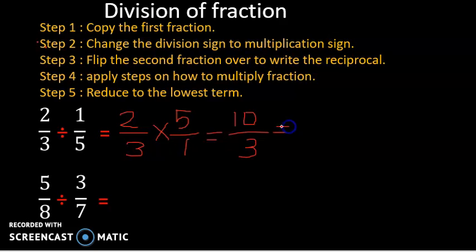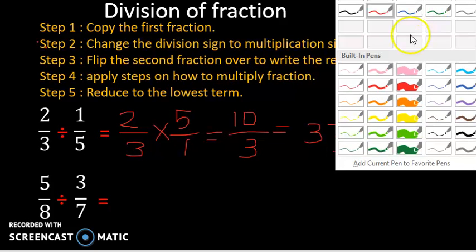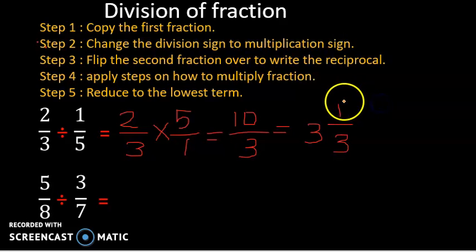So since this fraction is an improper fraction, we can reduce this one to the lowest term, and it will be a mixed number. So 10/3 is 3, because 10 divided by 3 is 3, and the remainder is 1, and copy the denominator. So our final answer is 3 and 1/3.